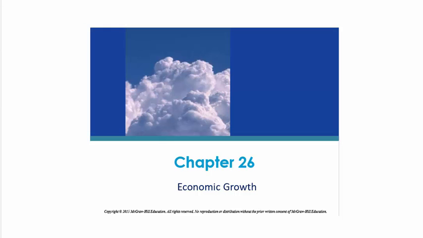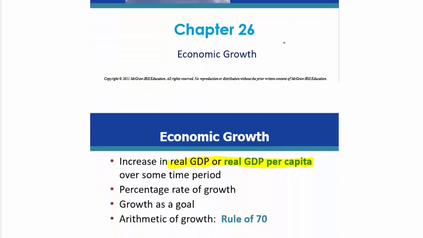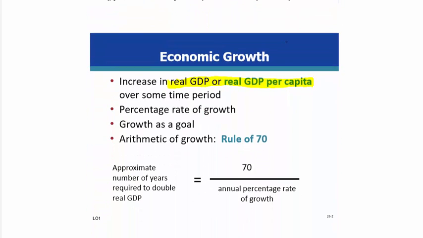Alright, in this video I want to talk about economic growth and the determinants of economic growth. And really quickly, economic growth is just going to be the increase in real GDP or real GDP per capita, which is going to be real GDP per person in the economy over a certain period of time. And what we can do to show this is going to be through an increase in productive capacity.